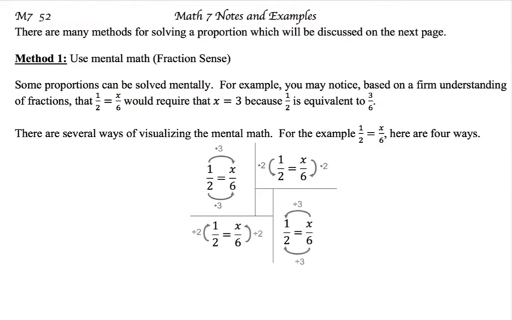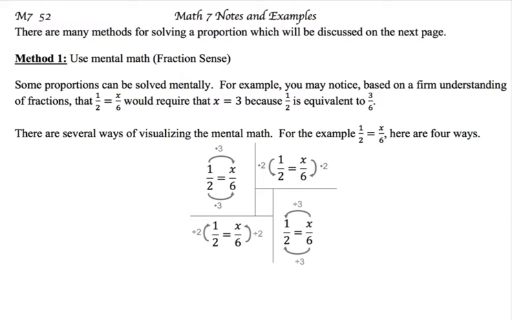For example, you may notice, based on a firm understanding of fractions, that 1/2 equals X over 6 would require X to have to be 3, because 1/2 equals 3/6. It's just an understanding of fractions. Now, there are several ways of visualizing the mental math. For example, 1/2 equals X over 6.